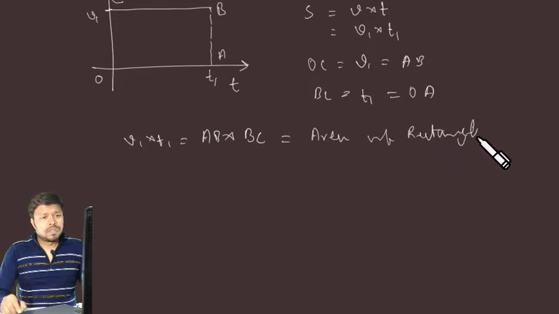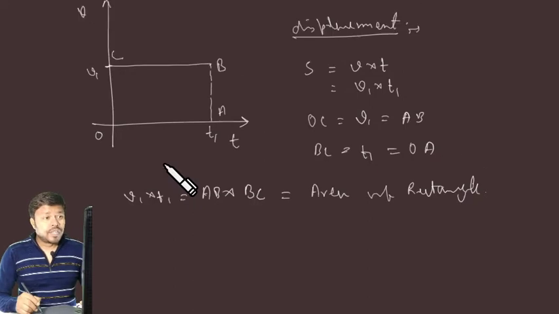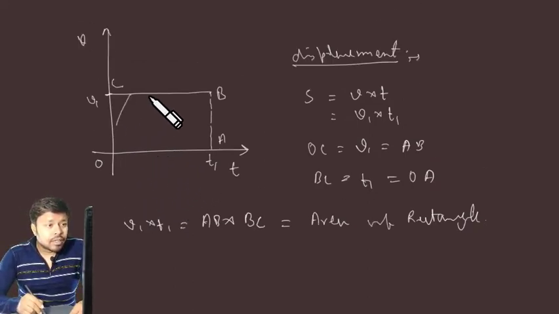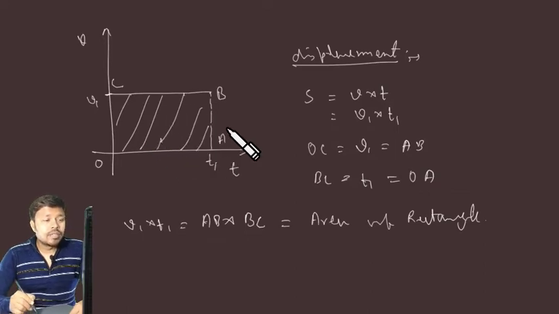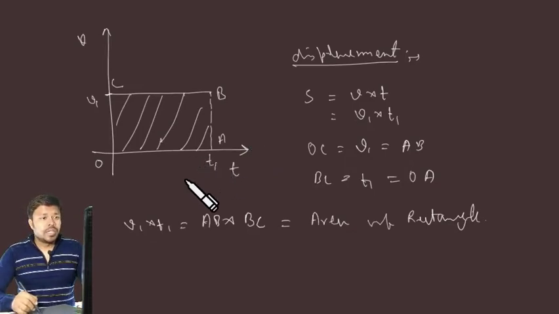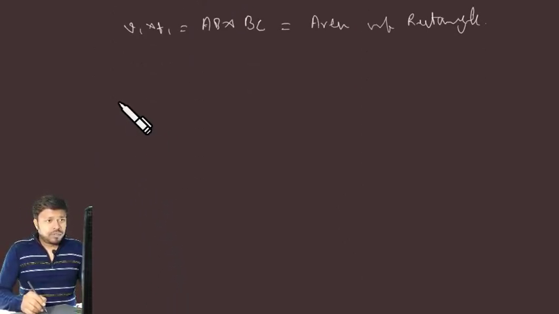Area of the rectangle. What does it mean? It means that in the velocity time graph, the area under the graph represents the displacement of the body.